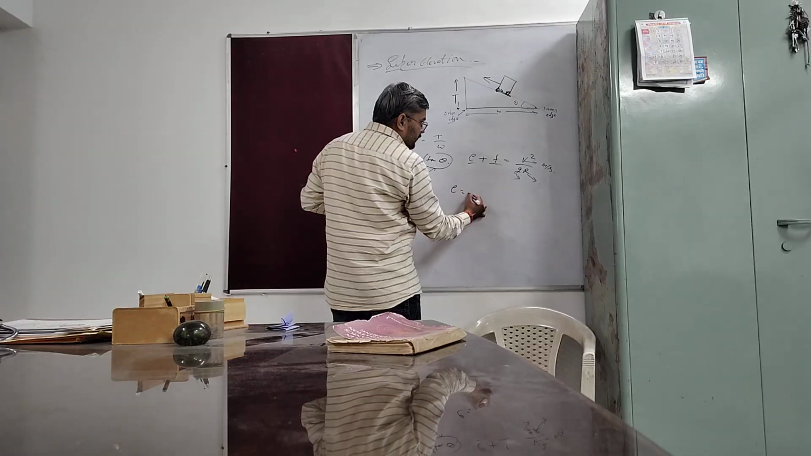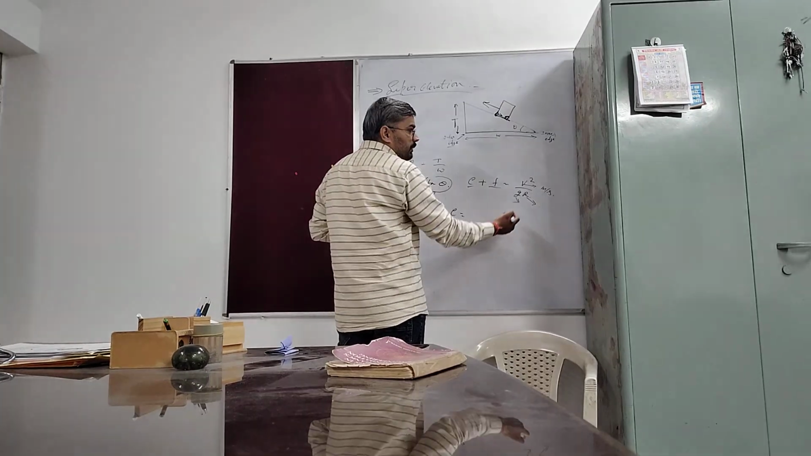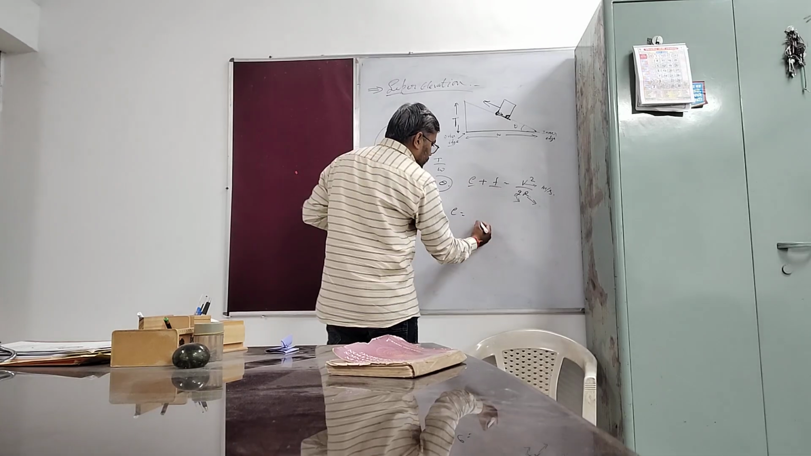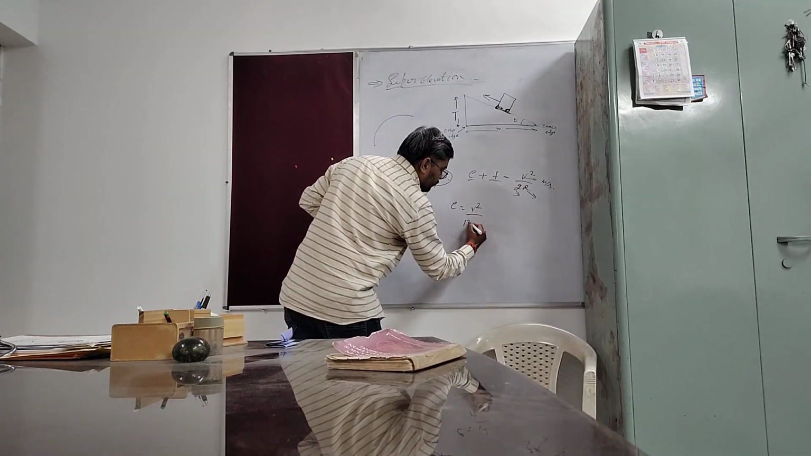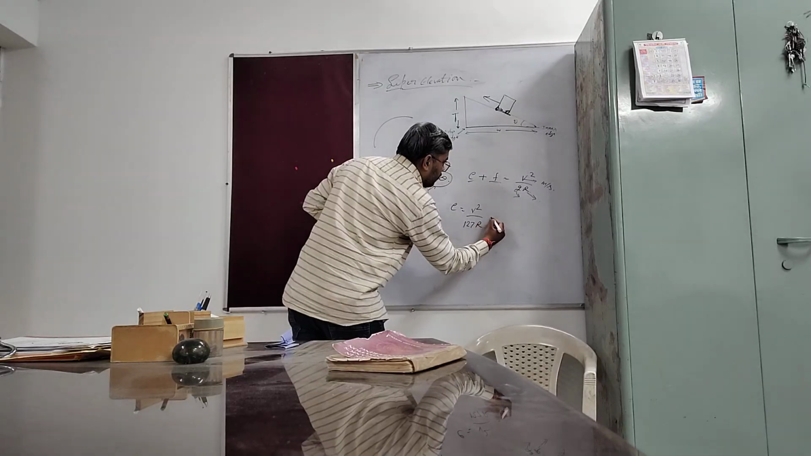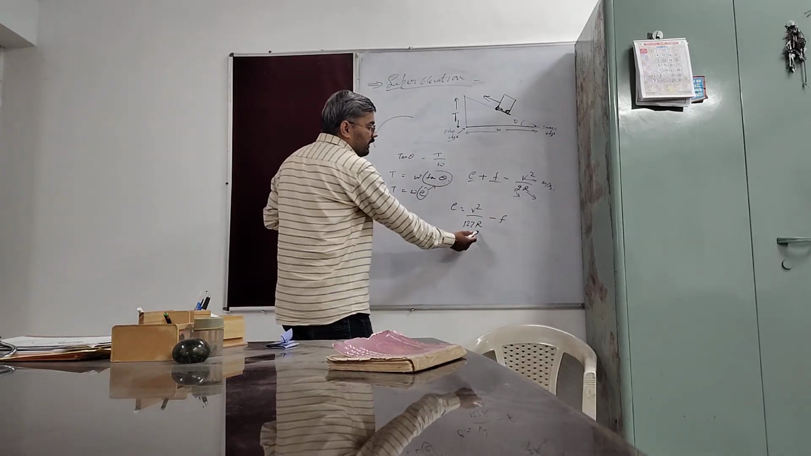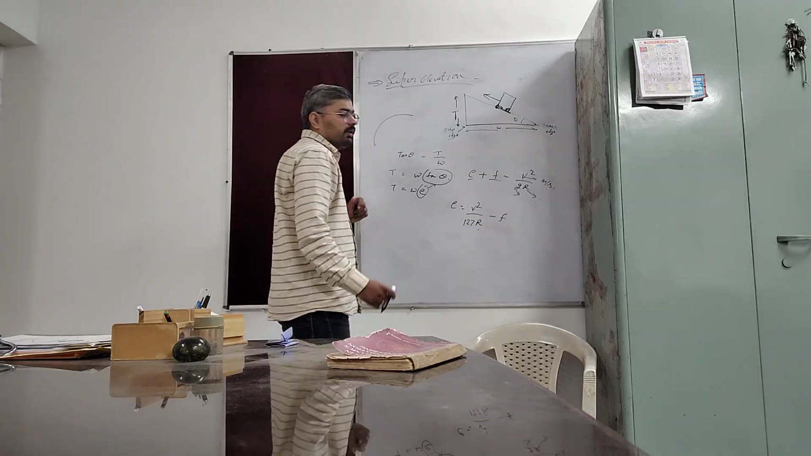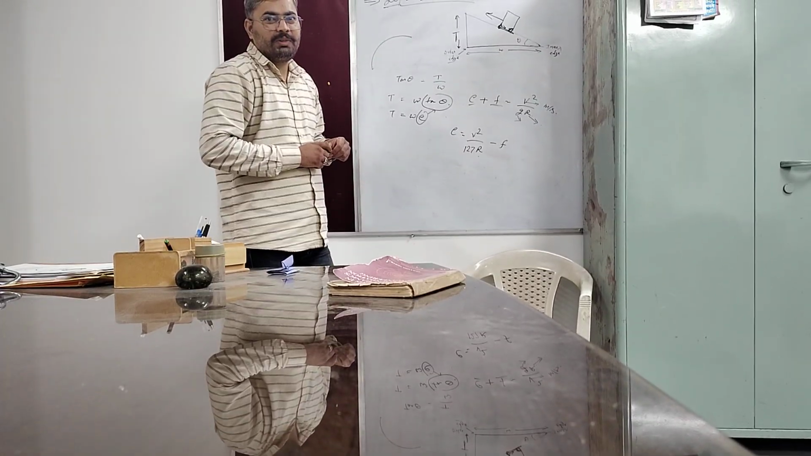Here we have converted V from meters per second to kilometers per hour. Then E is equal to V square upon 127 R minus F. Here V is in kmph, R is in meters, and F is the coefficient of lateral friction. Okay, thank you.